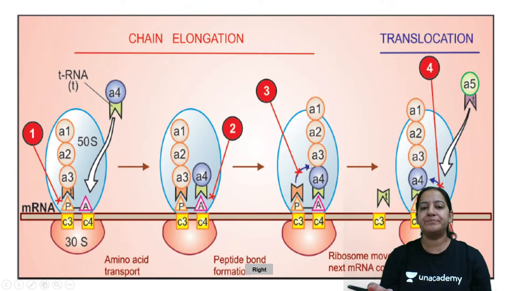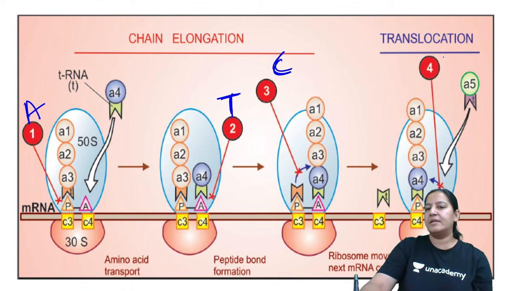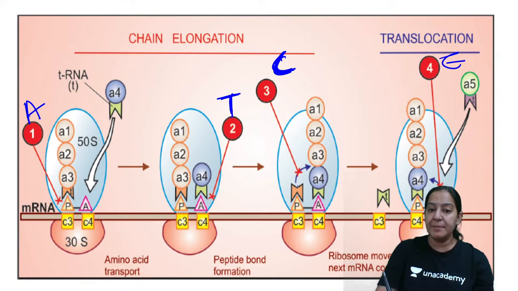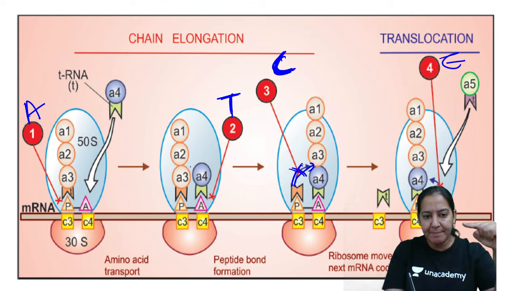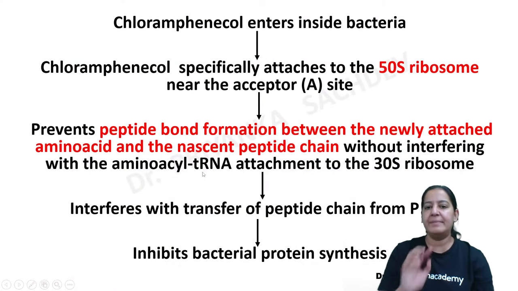So in the mechanism of action, which one is chloramphenicol from 1, 2, 3, 4? This one is chloramphenicol. Currently, we have studied tetracycline. This one is tetracycline, this one is aminoglycoside and this one is erythromycin. You can see all four steps in front of you. This is chloramphenicol, which is inhibiting the P2A shift, that is peptide bond formation between the pre-existing and the new. For this bond formation, an enzyme is required, peptidyl transferase.